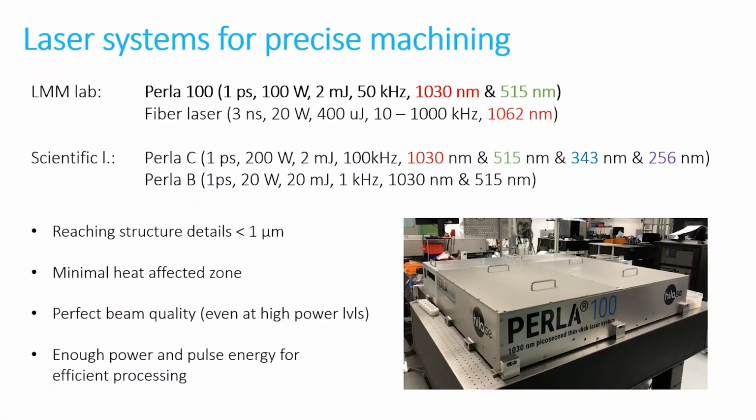And of course, to make such detailed and delicate structures, we need a very precise tool. In our case, it is a laser which is developed at HiLASE called Perla. I will not go into details, but let's say that the pulse duration enables us to induce minimal heat affected zone and thus reach very fine details. But also we have enough power to do this processing efficiently.